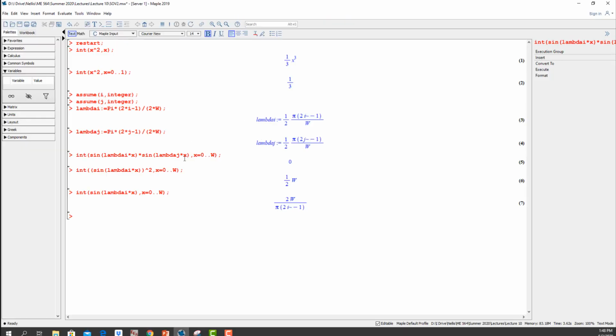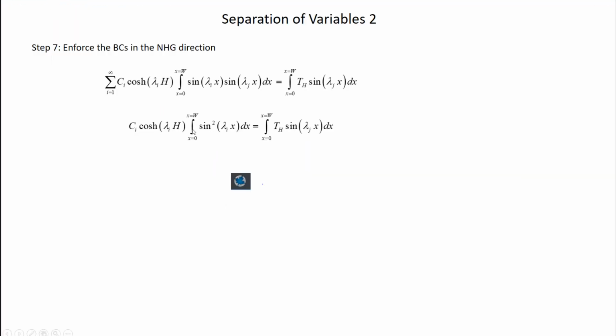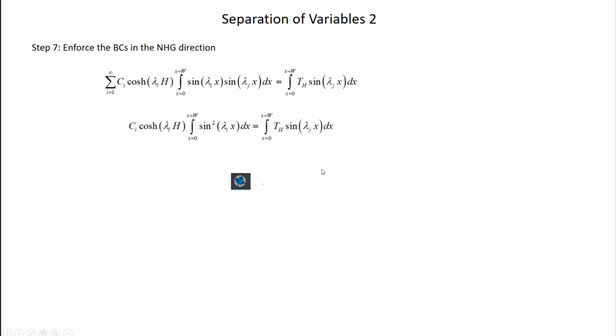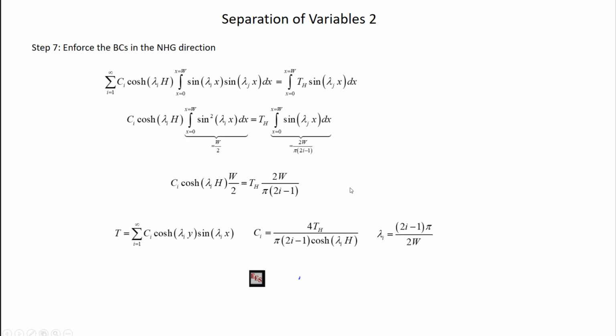So if I do that, sine of lambda i x squared from 0 to w, I get w over 2. So this integral here is just w over 2. And sine of lambda i x from 0 to w is this thing right here, 2w divided by pi times (2i minus 1), right? So that's what this integral here is. So I've evaluated these two integrals.